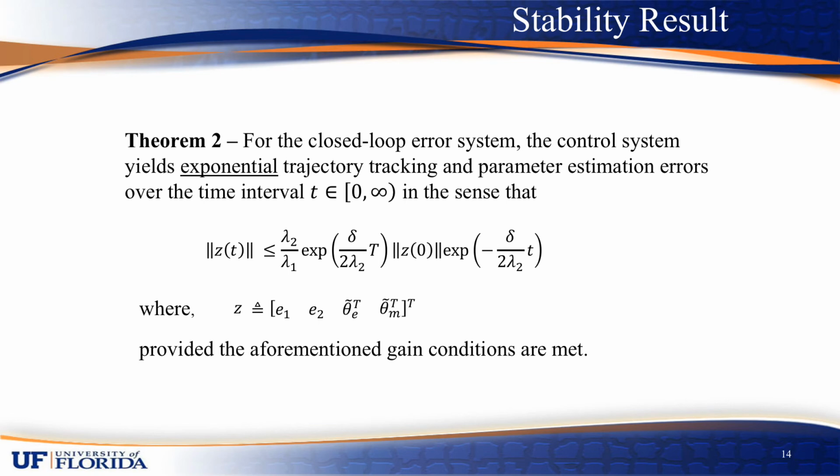Theorem 2 states, for the closed-loop error system, the control system yields exponential trajectory tracking and parameter estimation errors over the time interval 0 to infinity in the sense that is shown, provided the gain conditions from Theorem 1 are satisfied. The proofs for both theorems are included in the paper.